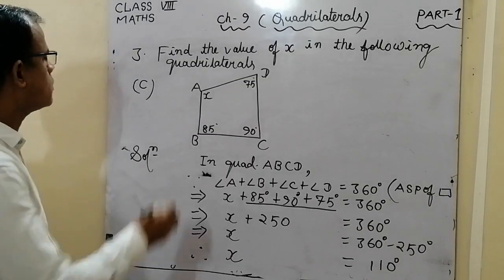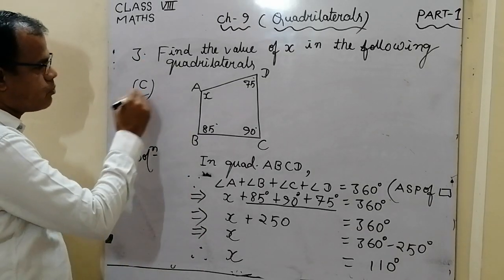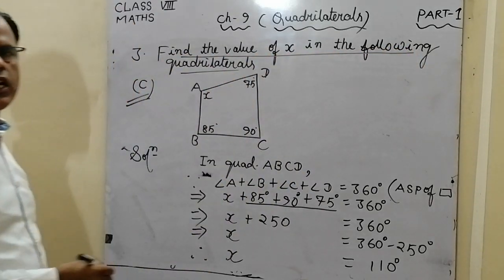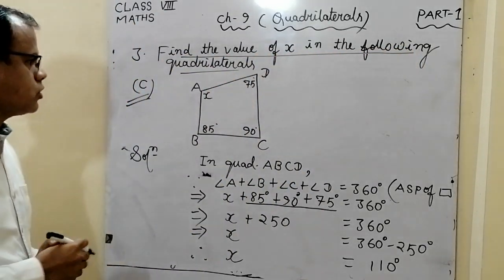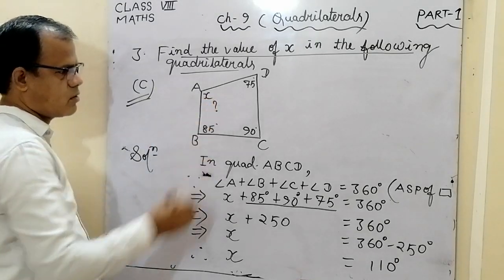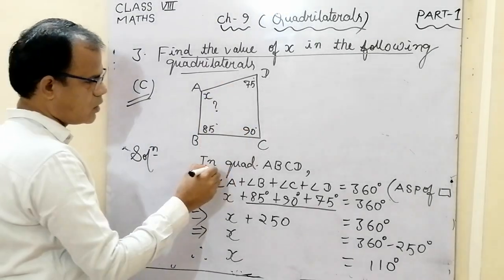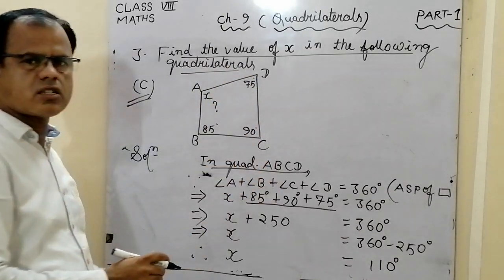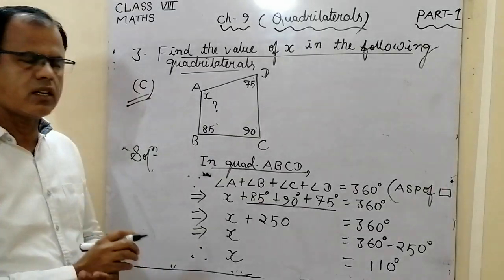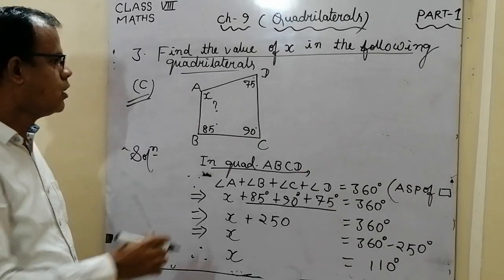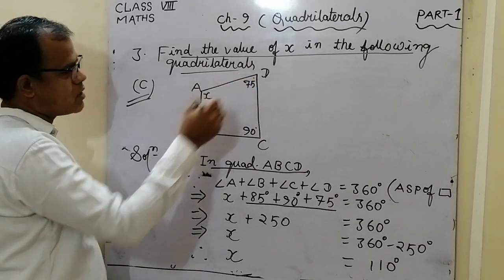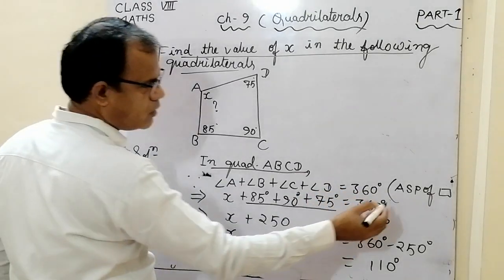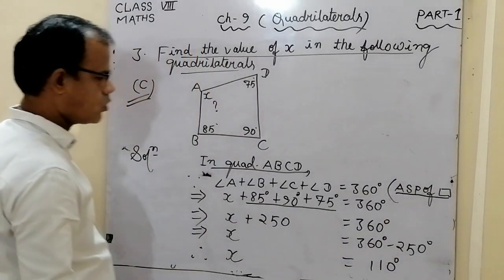Yes student, next third question, C part. Find the value of x in the following quadrilaterals. We have to find out this angle x. So in quadrilateral ABCD, the sum of all 4 angles is 360 degrees, as we know angle sum property of quadrilateral. So look here, angle A plus B plus C plus D equal to 360 degrees. Why? Angle sum property of quadrilateral.